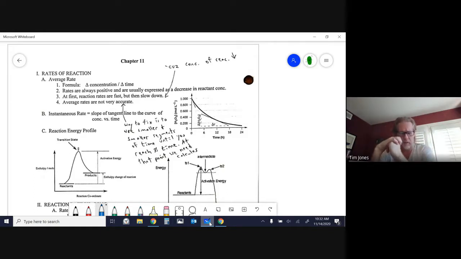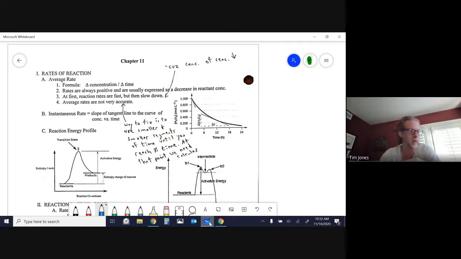And I find that AP chemistry students usually don't like this unit at first. And my suspicion is it's because we don't do much of this in first year chemistry. We barely mention it.